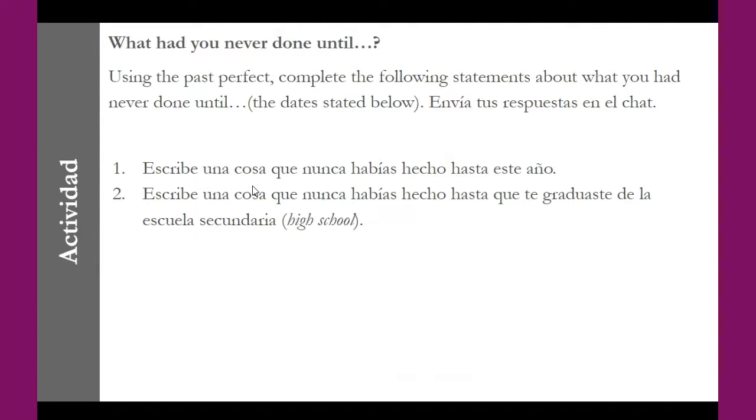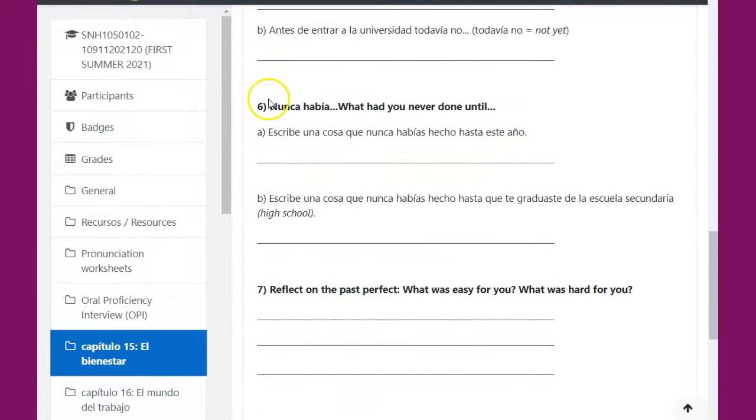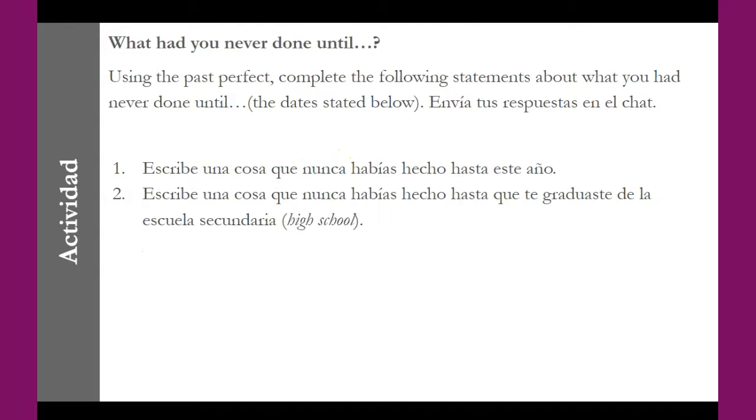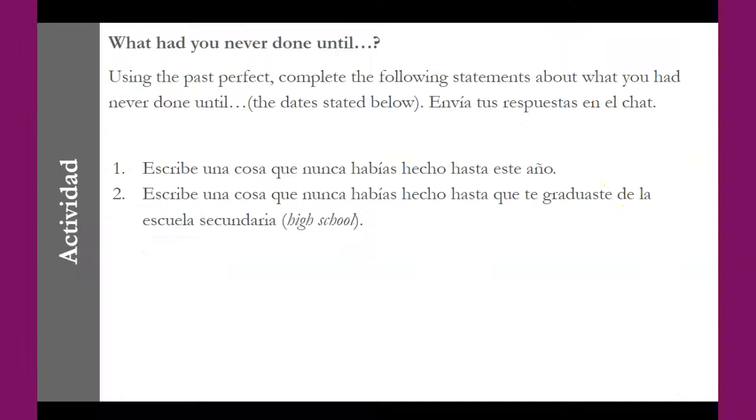Okay, we're gonna do the last example here. Number 6. Nunca había. What had you never done until? So I want you to write one thing that you had never done until this year, using the past perfect. And then write another thing that you had never done until you graduated high school, right? And please pause the video to complete that exercise.